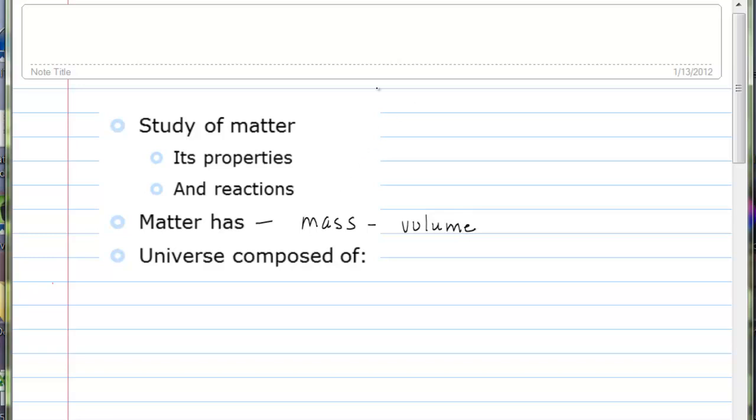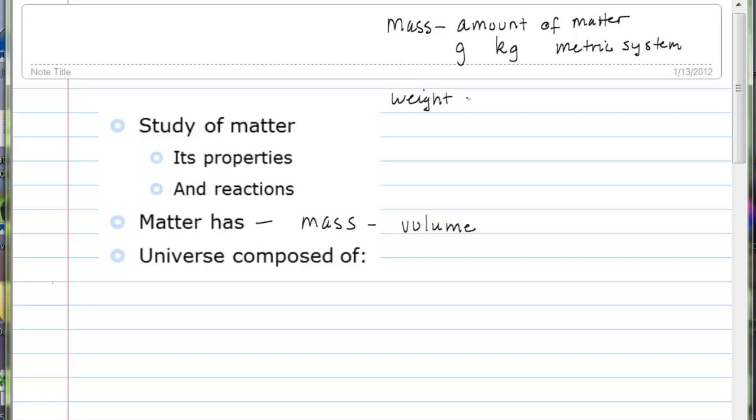Now, when we talk about mass, this really has sort of a circular definition. Mass is the amount of matter that something contains, and mass is measured in grams or kilograms in the metric system. In the English system, we actually use weight. And weight is actually a force.